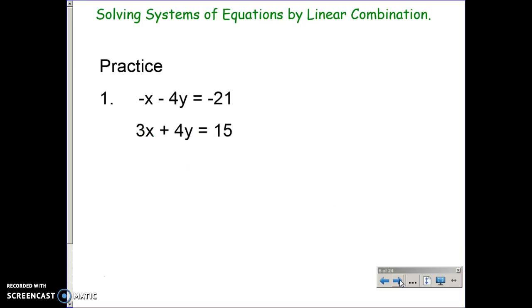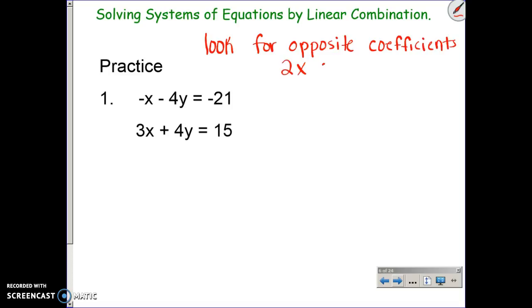Okay, so taking a look at this one, obviously not good for substitution, right? There's no x equals, there's no y equals, so a good candidate for an elimination type problem. Okay, now my first thing to check is look for opposite coefficients. In other words, if I can find something that's, say, 2x and negative 2x, well, what's 2x plus negative 2x? Well, it's 0. That's where the elimination comes in.